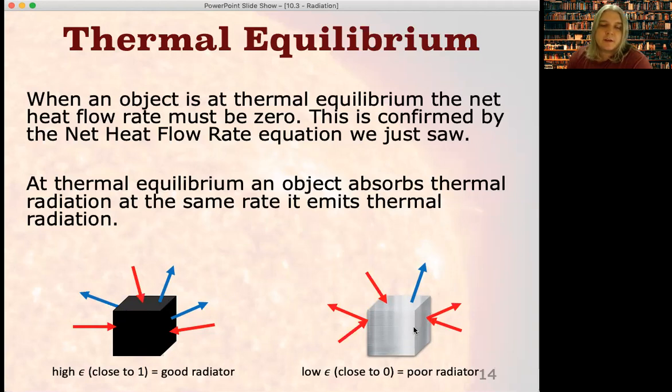The good reflector, which is a poor emitter and a poor absorber, reflects two out of the three arrows coming in, two out of the three radiations coming in. It absorbs one and it emits one. So both of them are at thermal equilibrium because they're absorbing the same amount as they're emitting, but we've still got this difference in the actual amount that is being absorbed and emitted over time.